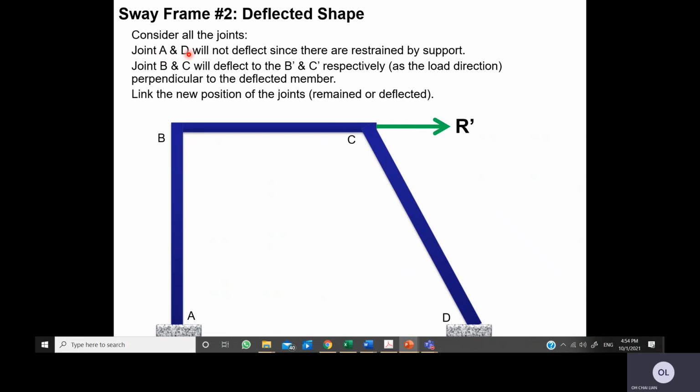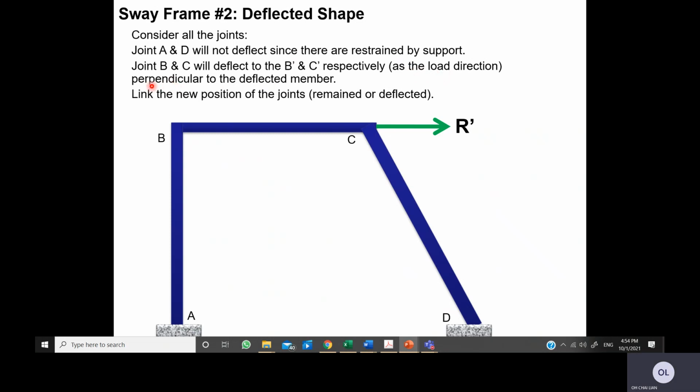So now, joint A and joint D will not deflect since they are restrained by support. So A and D must remain at the same position, even with the loading of R prime. But joint B and joint C, which do not have any supports, will deflect to B prime and to C prime, following the load direction.